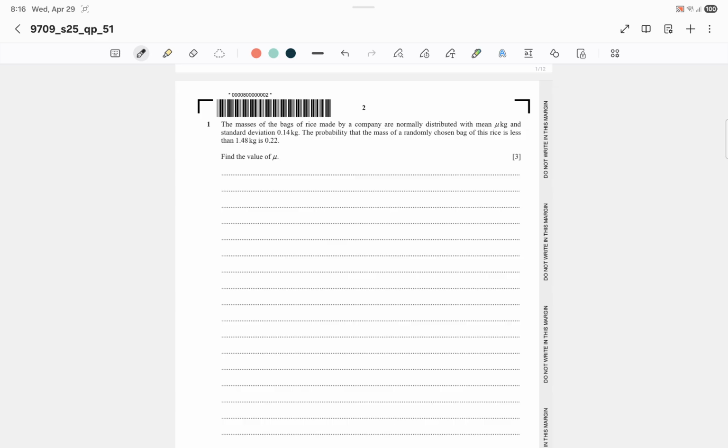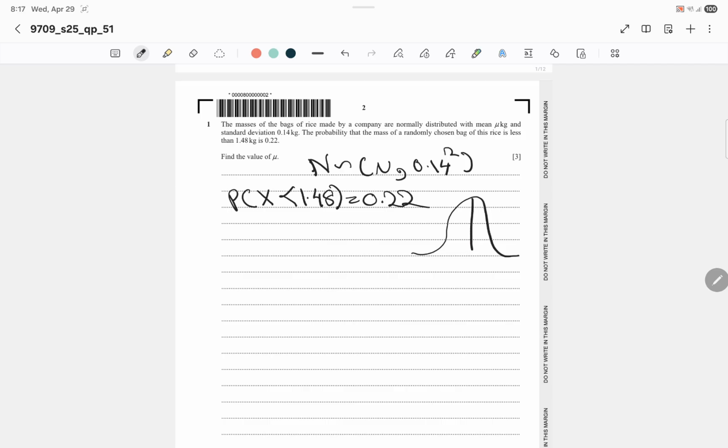So since this is a normal distribution, we can just write N of mu comma 0.14 squared, because you have to write variance here. That's just the rule, even though we don't really need it. So first, P means the probability that the chosen rice is less than 1.48. This is 0.22. So it's better to always draw a curve.